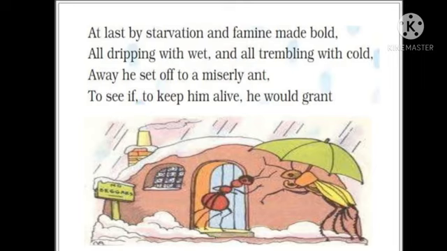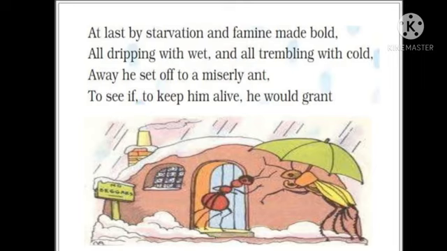So who is miserly here? The ant is the miserly ant. To see him, to keep him alive, he would grant. So why is the cricket going to see the ant? To keep him alive. Him means the cricket. To keep the cricket alive, he would grant. He means the ant. The ant should grant something. That we will see in the next stanza. What he wants from the ant.